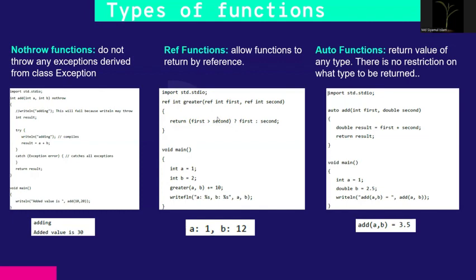So after the comparison, this will send the reference. For example, here first is a and second is b, and the condition is true. That means this first reference will be returned here, and it will be added here with 10. So the a and b value will be 12, the second value.